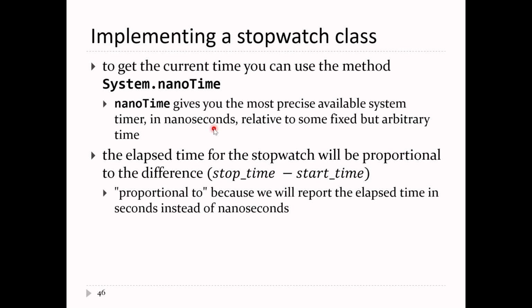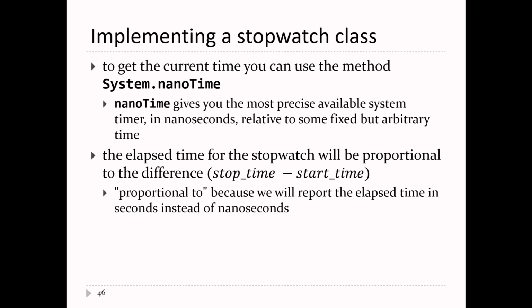So every time you call nanoTime, you get back some number that represents some time in nanoseconds. But if you call it twice and subtract the two values, that tells you how much time has elapsed. So if you call nanoTime once to get the start time for the watch, that's when you press start, and you call nanoTime again when you press stop, if you subtract those two values, that tells you the number of nanoseconds that has elapsed between those two times.